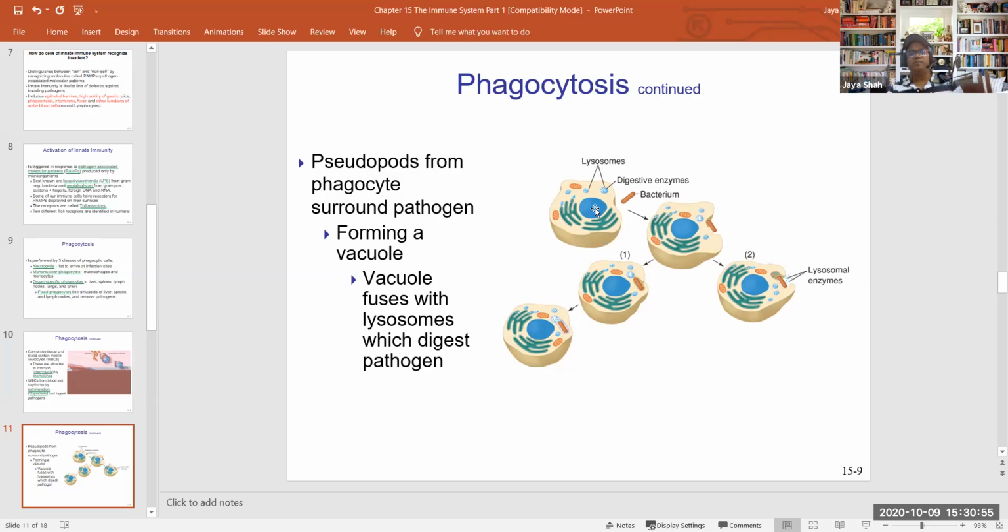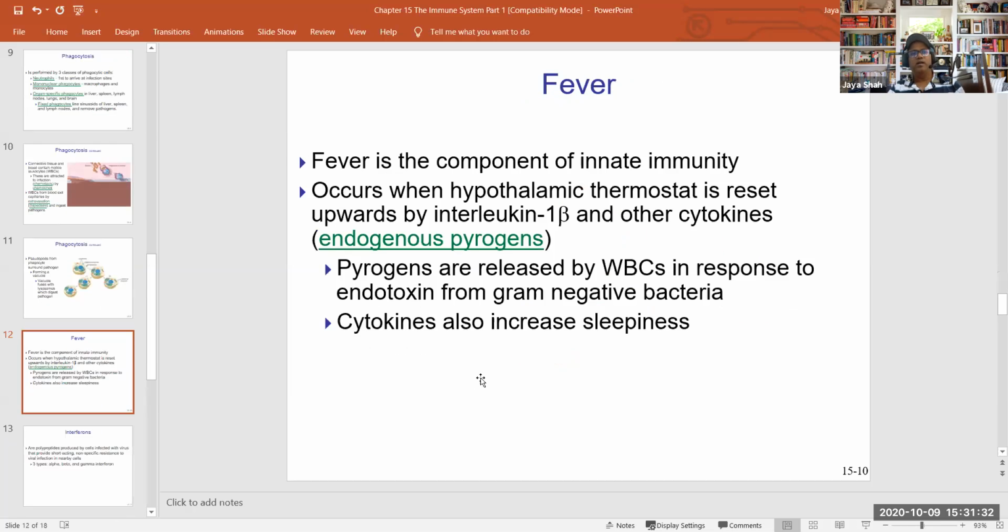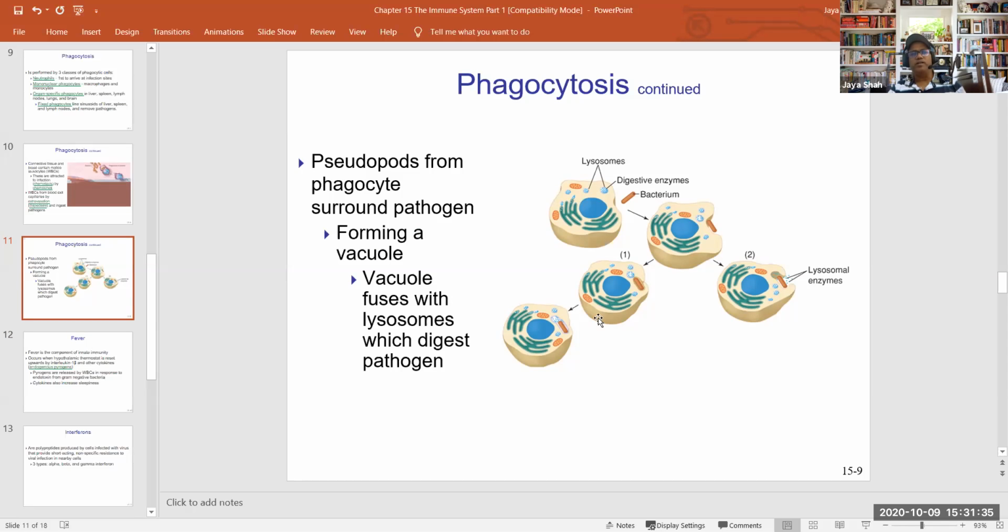So one white blood cell or neutrophil swallows this bacteria. You see, the bacteria get inside and then mix with lysosomes and form the vacuole. So it takes the bacteria inside the lysosome and keeps it inside the lysosome and starts cooking it, digesting it. So the pseudopod forms, the phagocyte surrounds the pathogen, forming a vacuole. The vacuole fuses with lysosome, which digests the pathogen and kills the microorganism. Okay.